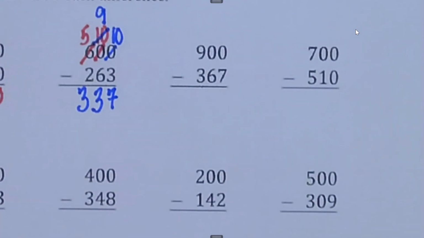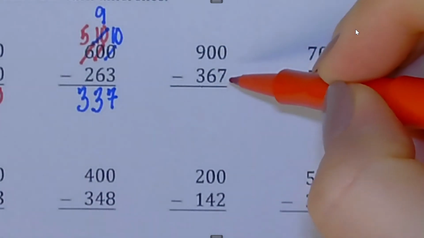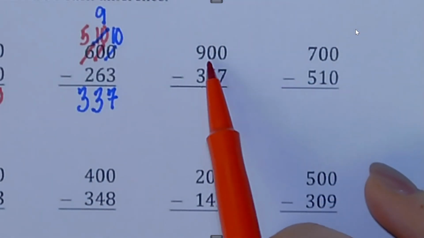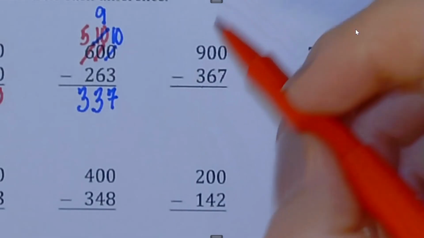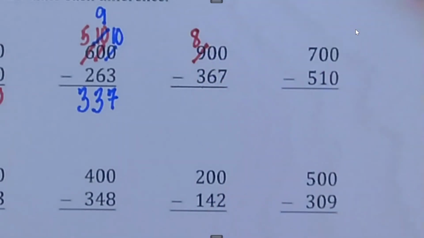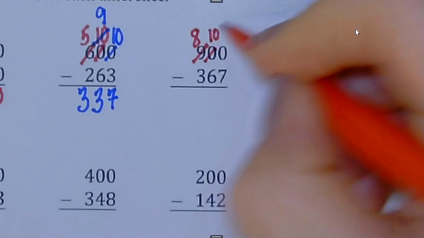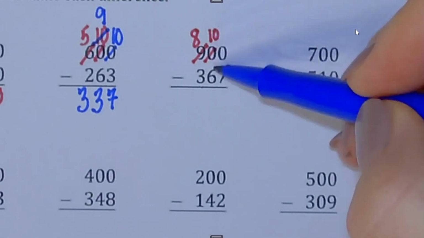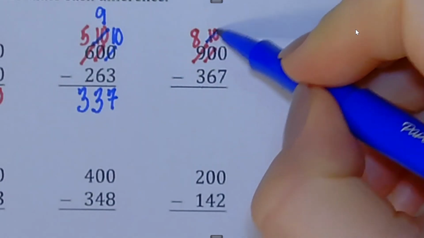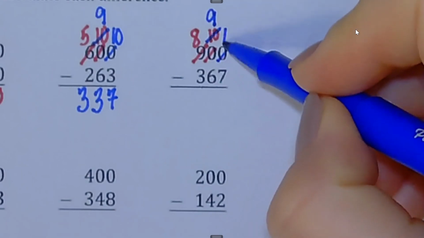All right, write down the next problem, 900 minus 367. Okay, start in your ones. 0 minus 7, I cannot do that. I go to my neighbor. Is he able to help me out? No, because he's a 0 too. So he goes to his neighbor for help. The 9 becomes an 8. The 0 becomes a 10. Okay, so now my neighbor is able to help me. So my 10, I borrow from that, and it's a 9. And my 0 is a 10.